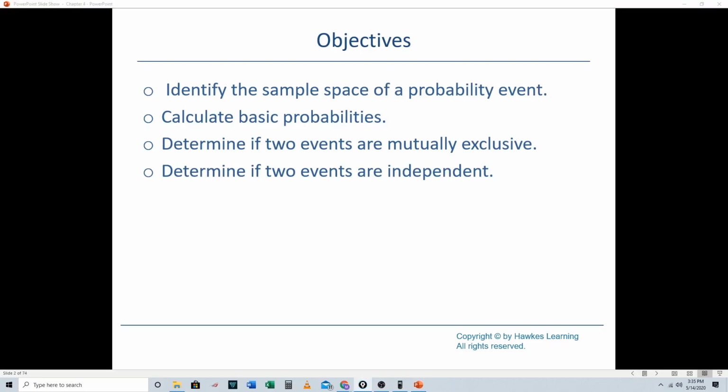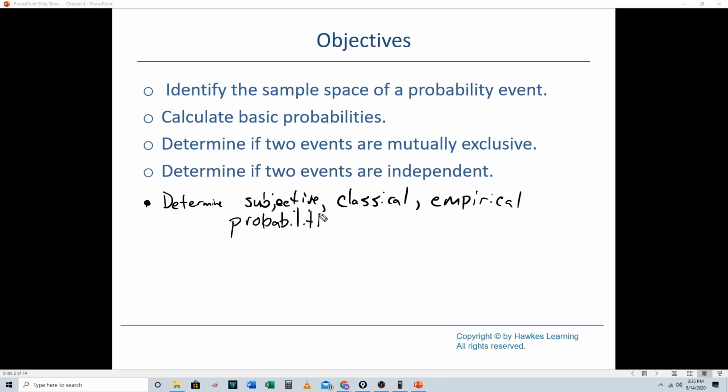And there's something we need to add here, so I'm going to add that in writing. Turn my pad on. So something else: we're going to determine subjective, classical, or empirical probabilities. I may have misspelled that, so I think that's an I there. Okay, so we're going to do this as well.